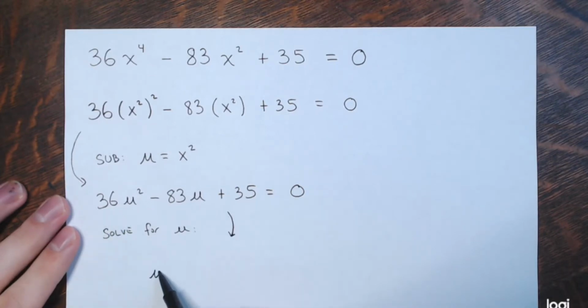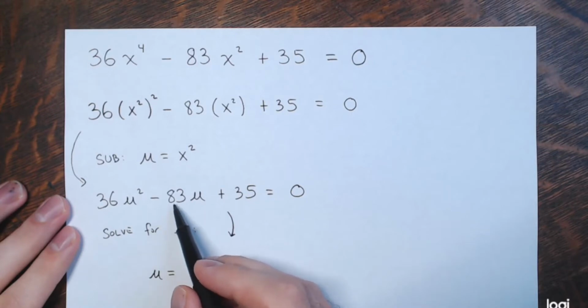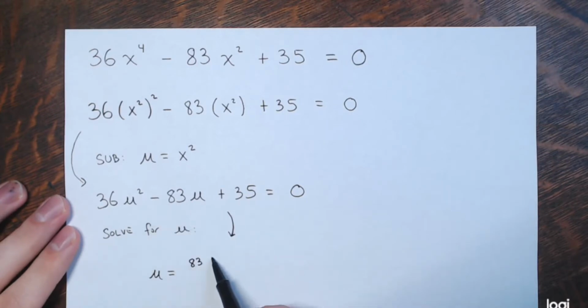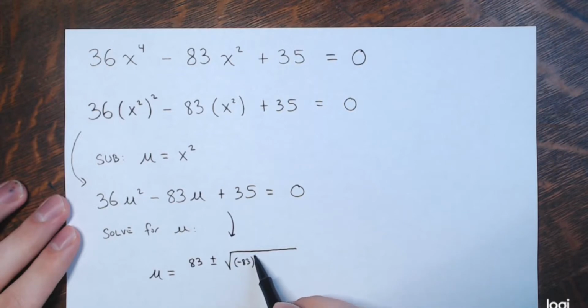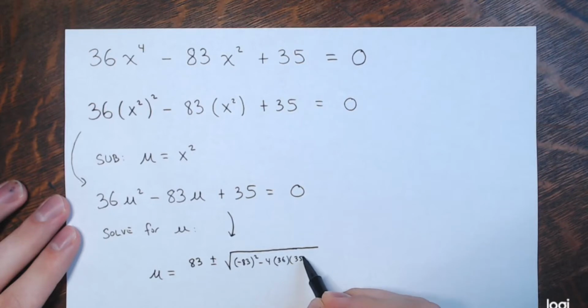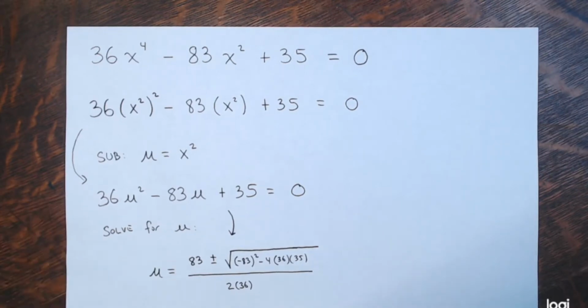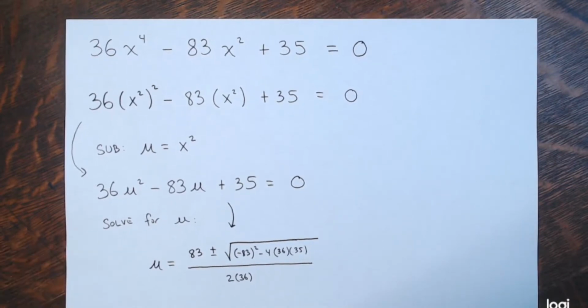So we get u equals the opposite of the linear coefficient, which would be positive 83, plus or minus the square root of negative 83 squared minus 4 times a times c, so 4 times the quadratic coefficient, 36, times 35, and then all of this divided by 2 times 36. Alright, and this might actually end up being something nice. We'll see. In fact, I'm going to pull up a calculator here and we'll look at what these values are.